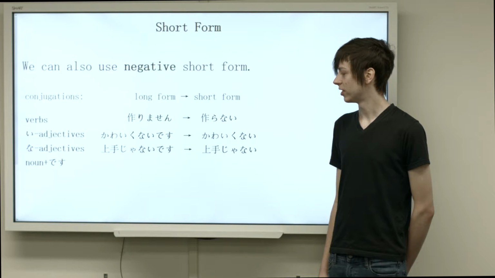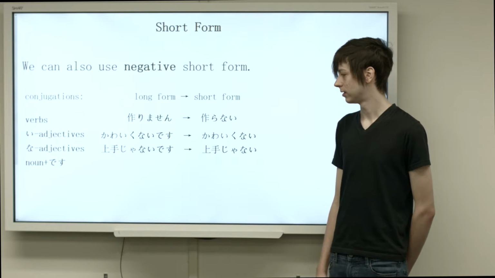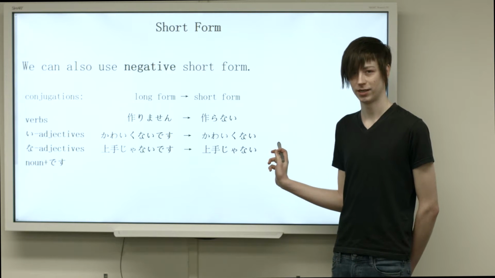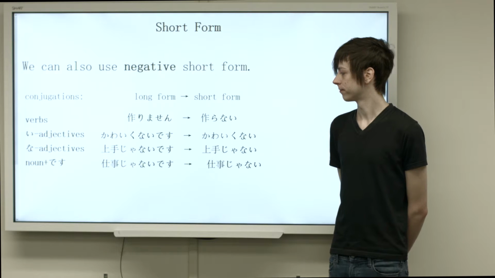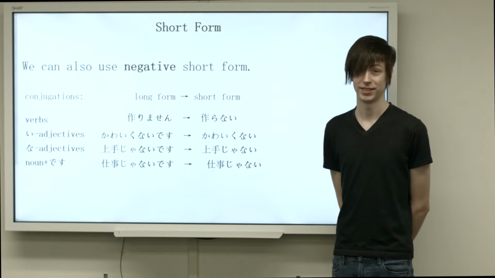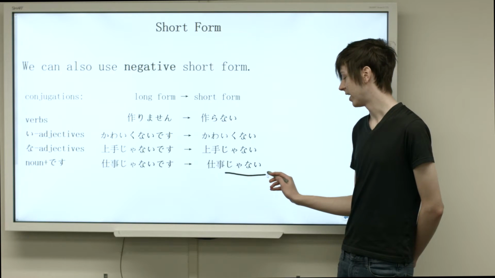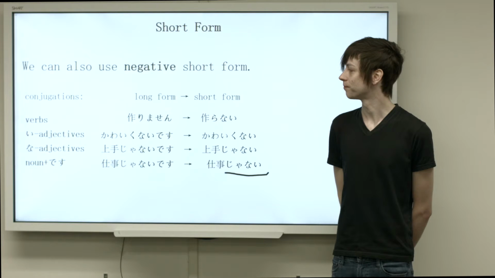For na-adjectives, jouzu janai desu. I'm not talented. You could just say jouzu janai and drop the desu. And then for nouns, shigoto janai desu. It's not a job. Just say shigoto janai. You don't need anything else.